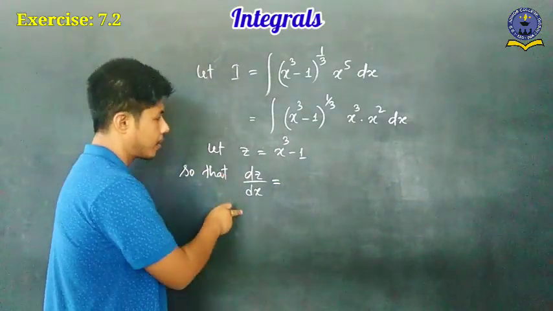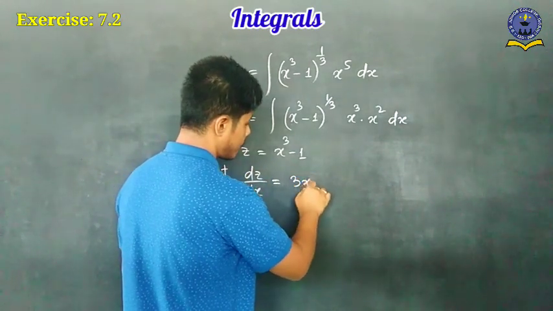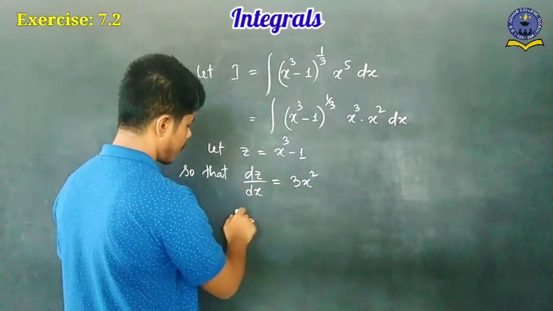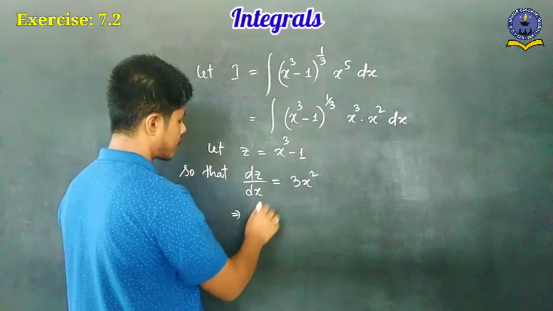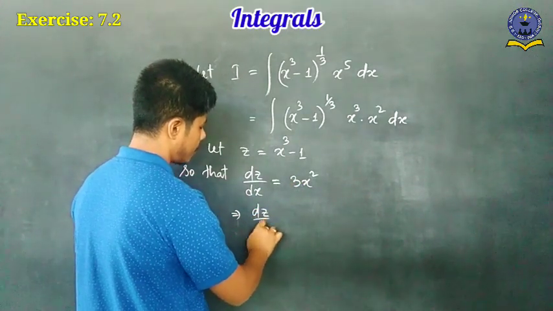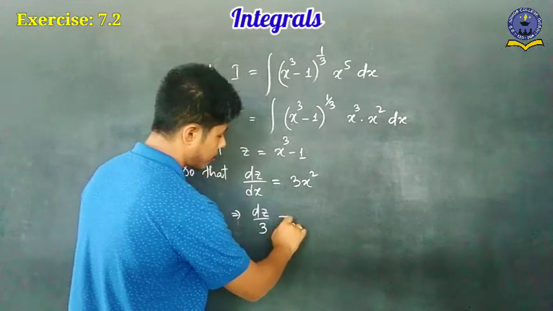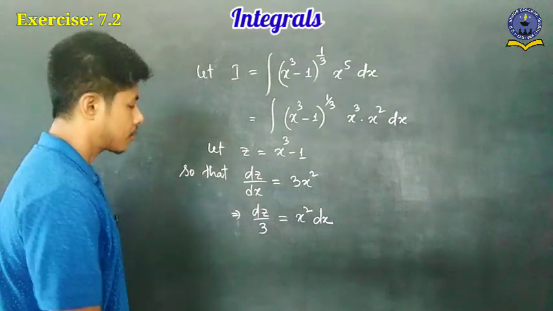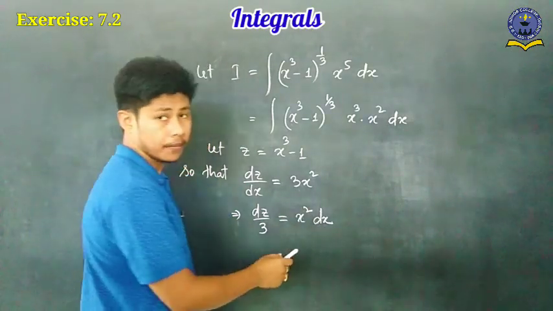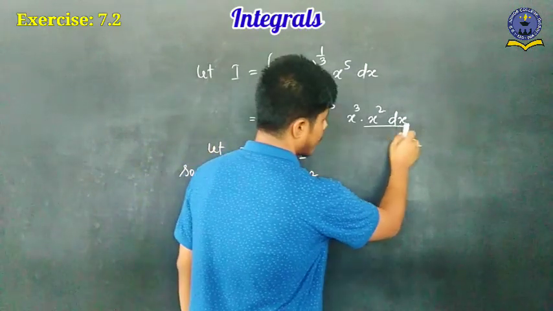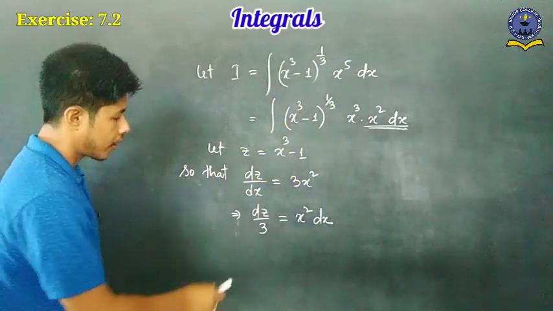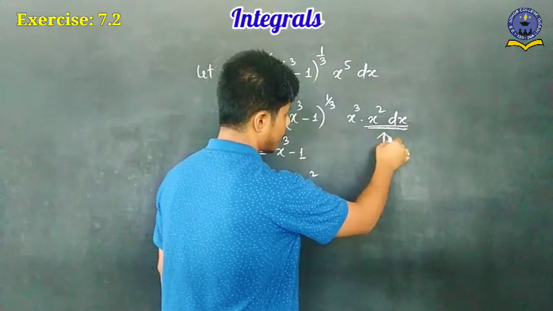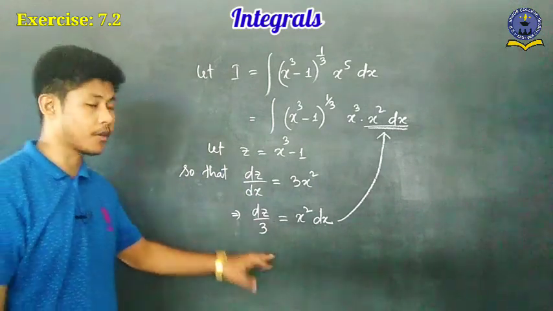Now dz by dx: d/dx of x cube is 3x square, and d/dx of the constant term is 0. So dz by dx equals 3x square. If we cross multiply 3 and dx, we get dz by 3 equals x square dx. Is it clear? Now x square dx is present here, so in place of x square dx we can write dz by 3.